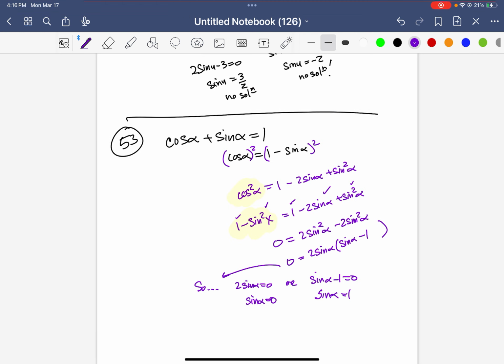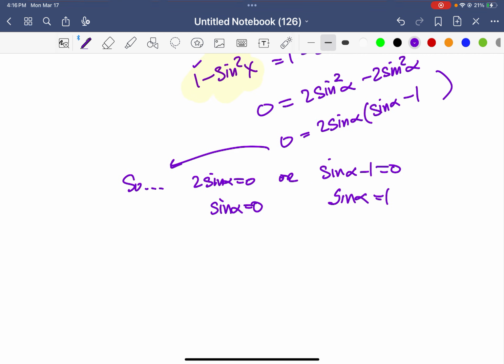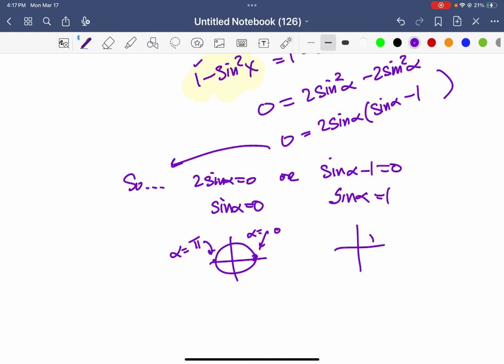So we're solving this in 0 to 2 pi only. So when I do that, where is sine or my y-coordinate equal to 0? It's 0 here and here, right? And then where's sine equal to 1? It's equal to 1 just up here if alpha was equal to pi over 2.